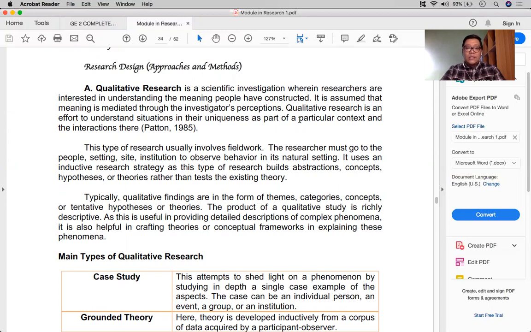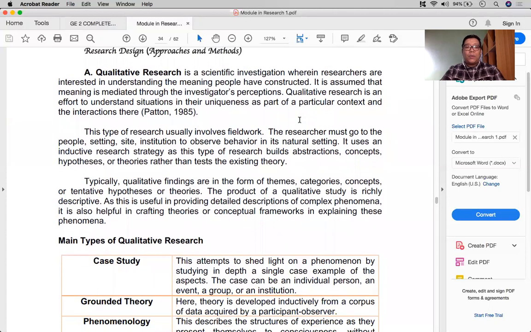It uses an inductive research strategy, as this type of research builds abstractions, concepts, hypotheses, or theories rather than tests the existing theory. As a matter of fact, when we conduct qualitative research, it's really expected that we do the thematic analysis, because our goal here is to categorize our data based on emerging themes or codes. Typically, qualitative findings are in the form of themes, as mentioned, categories, concepts, or tentative hypotheses or theories.